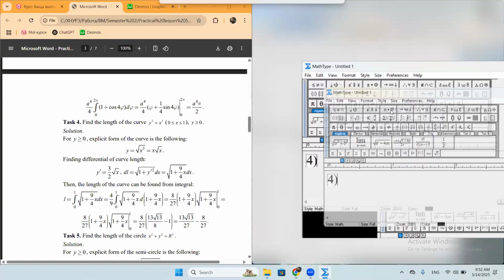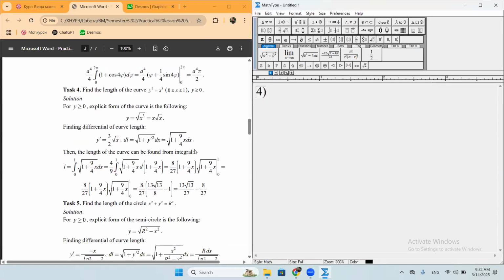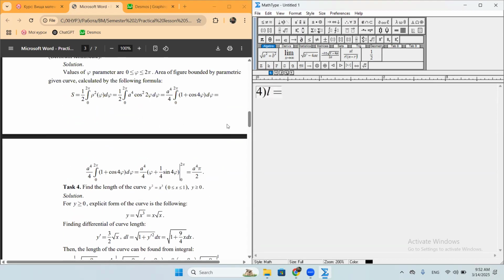And now we will calculate the length of the curve. How to calculate it? It is calculated by the following formula. If the function is given explicitly, the length is the integral from a to b of dl. This is the differential of length of the curve, and for an explicit function y of x it is calculated as square root of 1 plus y prime to the power of 2 dx.